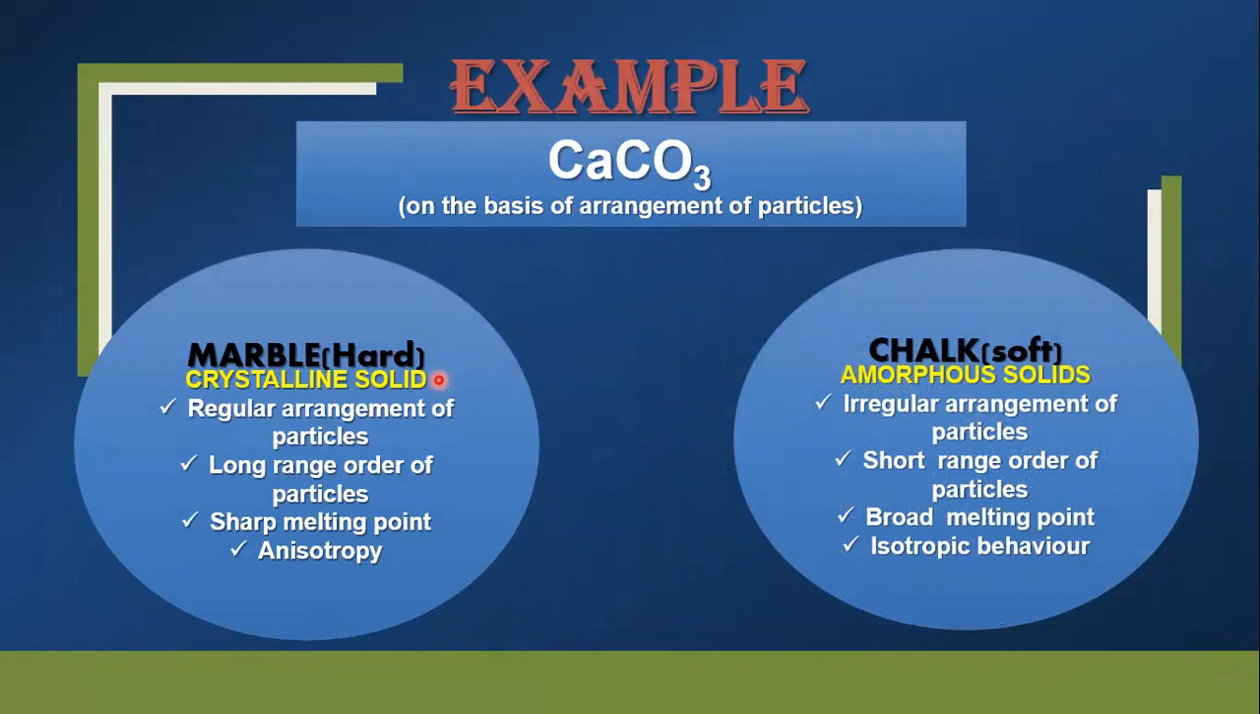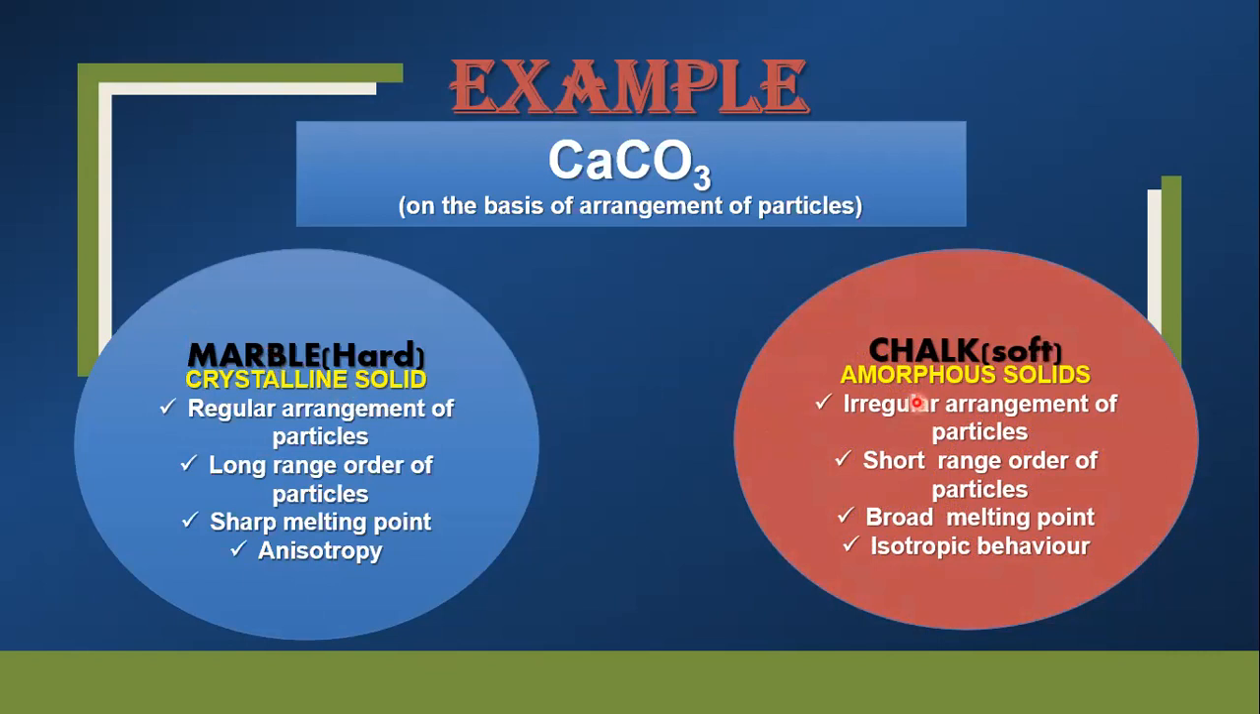In crystalline solid, it exists in the form of marble, and definitely you people are well aware of marble, and you know it is hard enough. Marble has regular arrangement of particles, long range order of particles, sharp melting points, and it shows anisotropy. Because of these properties, it is a hard crystalline solid. Marble is a hard crystalline solid.